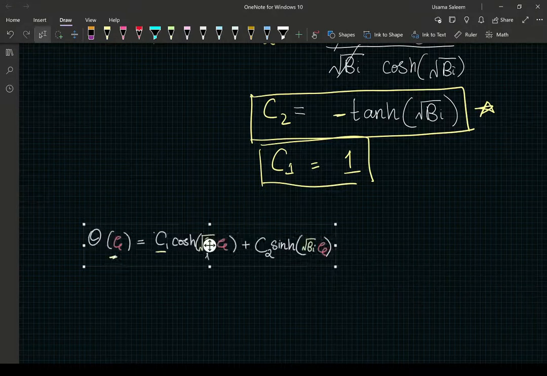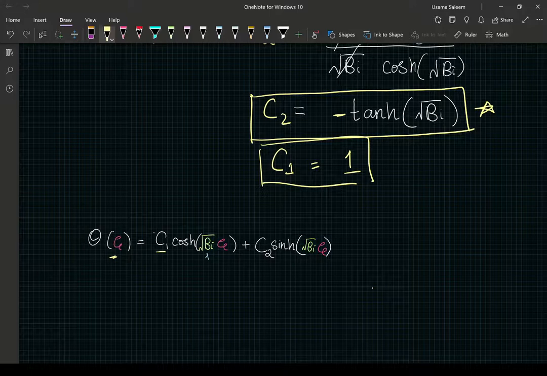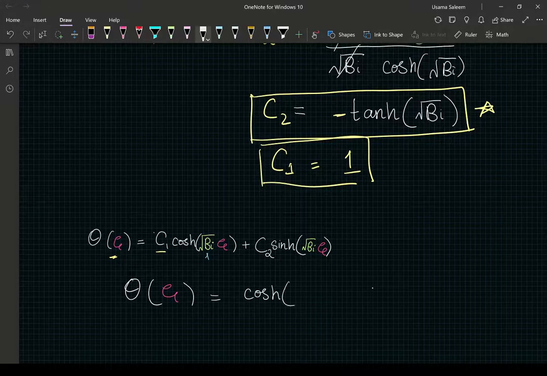All right. So from our general solution, we're going to go to the solution for our problem. I forgot the correct differential equations terminology. If you guys remember, please let me know. Theta of zeta. And zeta, by the way, is squiggle. C1 is 1. So this becomes cosh of square root BO times the squiggle. Squiggle is our independent variable.